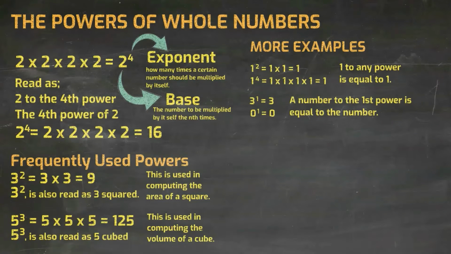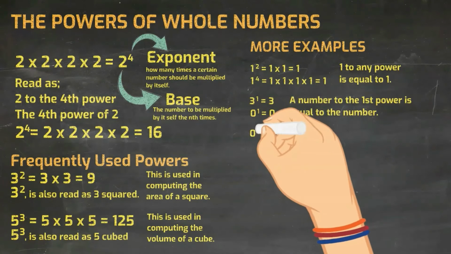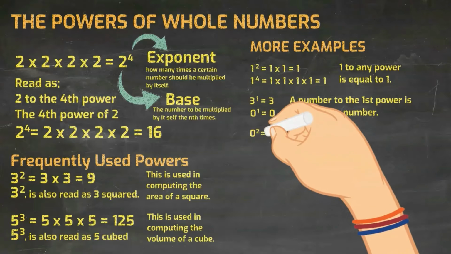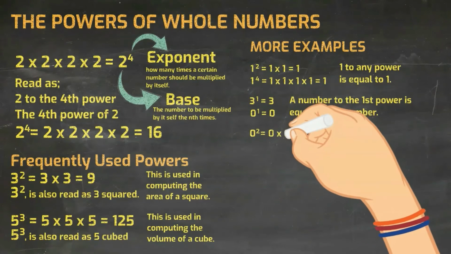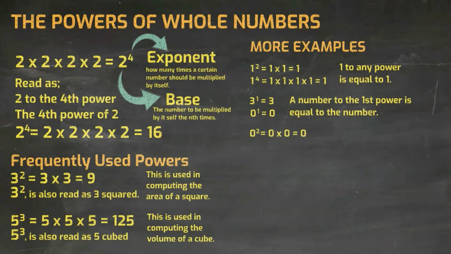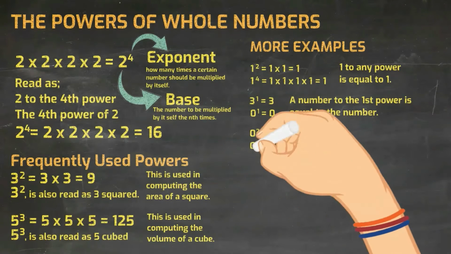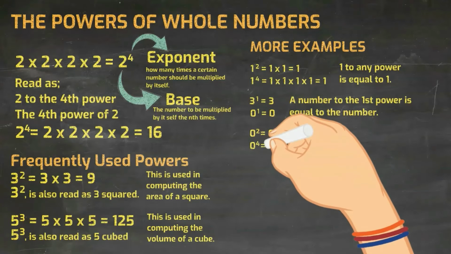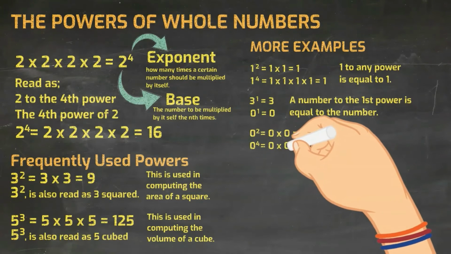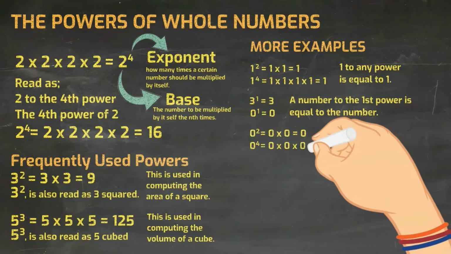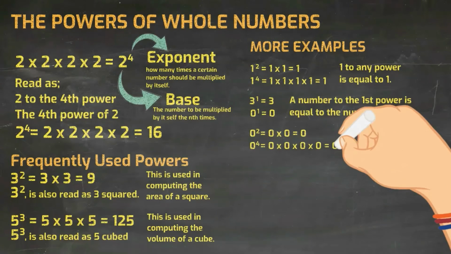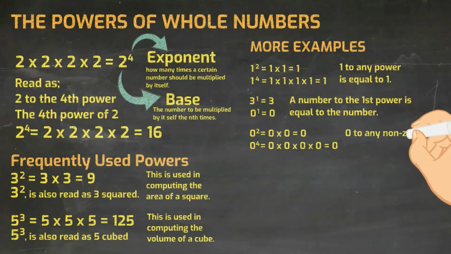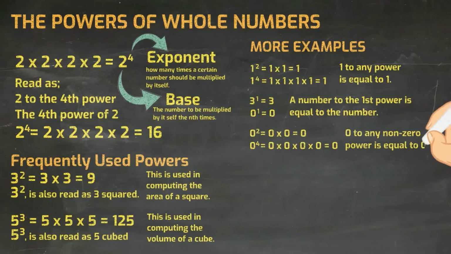Next examples. 0 squared. What is this equal to? 0 squared equals 0 times 0 equals 0. Next. 0 to the 4th power. 0 to the 4th power equals 0 times 0 times 0 times 0 equals 0. From these examples, we can say therefore that 0 to any non-zero power is equal to 0.